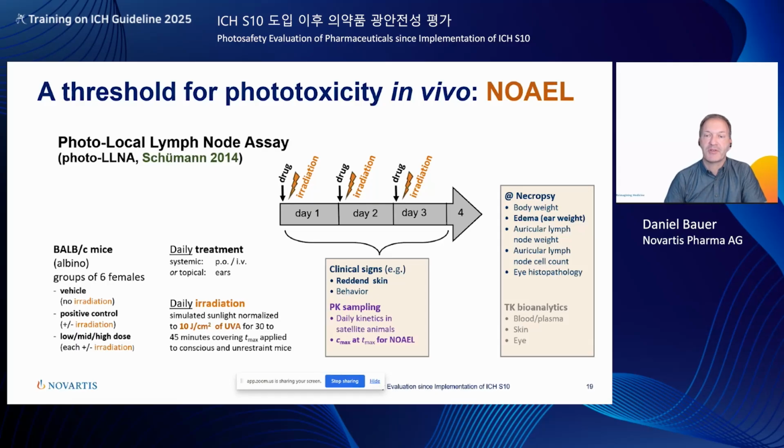So you see erythema and edema at the ear. You don't need to shave. You can just look at the ears. They have no fur. In these biopsy mice, you can treat every day. You can irradiate every day. You do this typically for 3 days, evaluate the animals clinically, and then have a necropsy. For the auricular lymph nodes, which are important secondary endpoints, but also for the ear weight, a punch out, and for the eye, if justified.